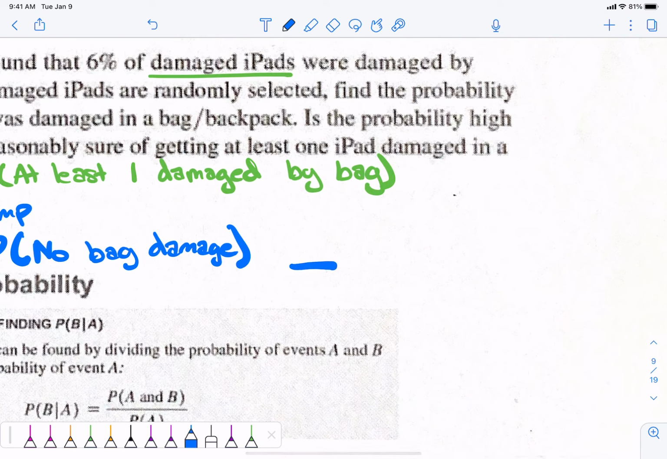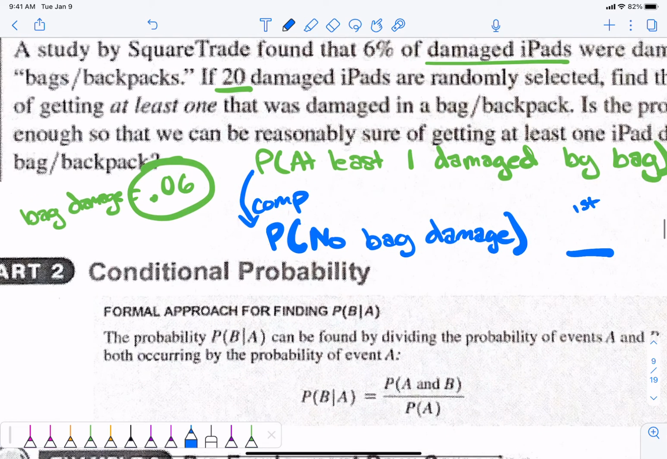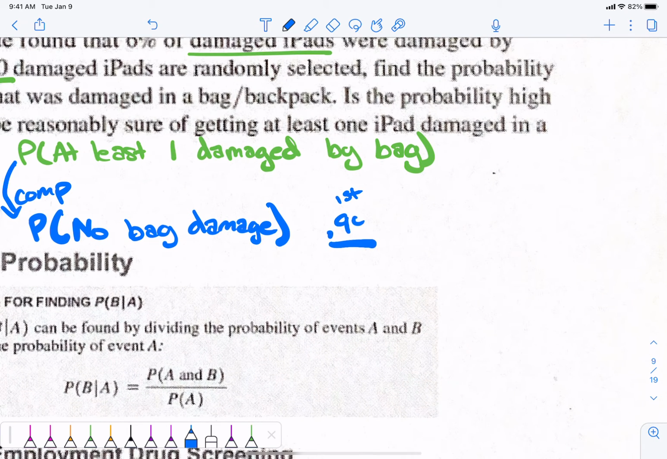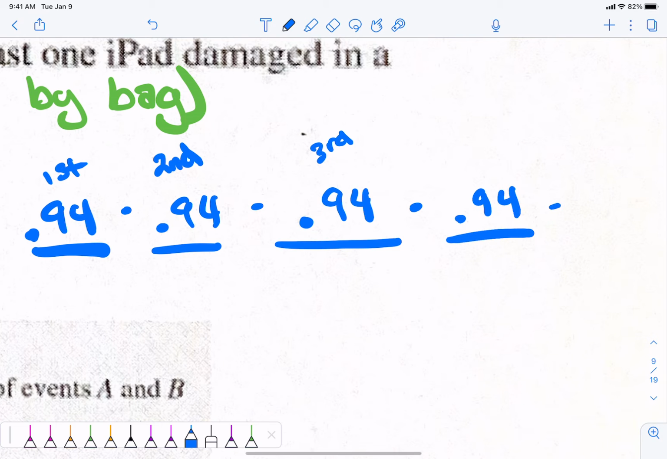So what's the chances that the first iPad is not damaged by a bag? Let's back up. Bag damage is 6%. The first one not being damaged by a bag is 94%, or 0.94. What is the chances that the second iPad is not damaged by a bag? 0.94 again. What's the chances that the third one is not damaged by a bag? 0.94. What's the chances that the fourth one is not damaged by a bag? 0.94. We are doing how many of these? 20. We keep going on.